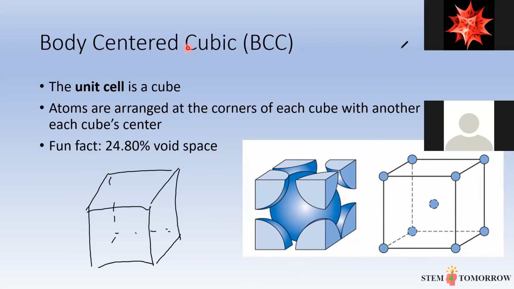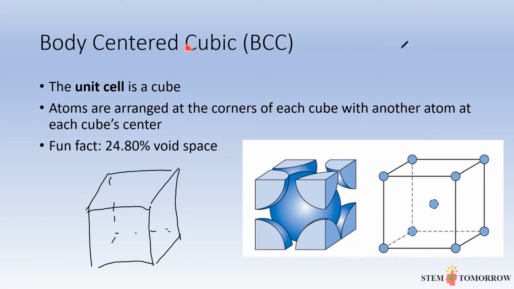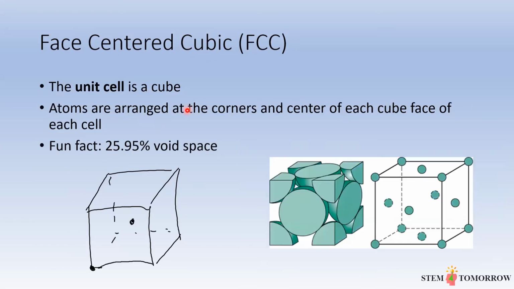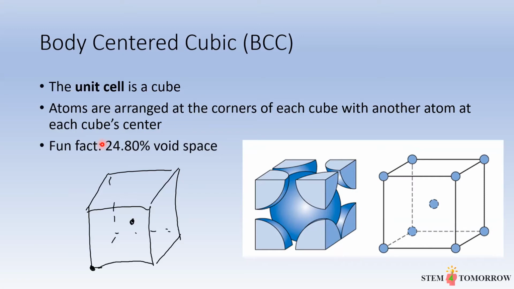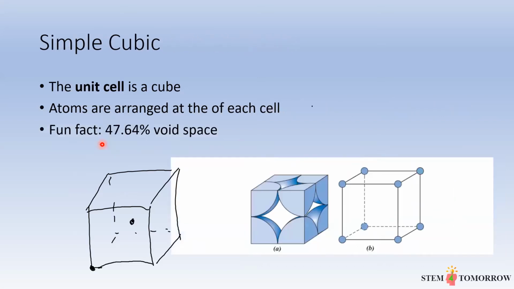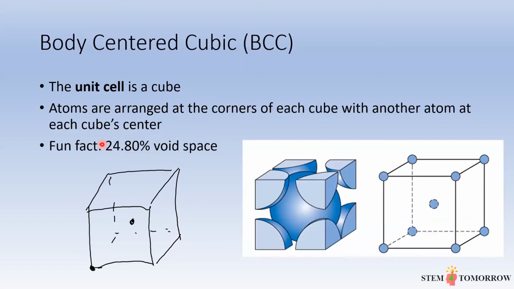Basically, you can see in this diagram, you have atoms in the corners and then just one in the center. So the unit cell is going to be this cube with an atom in the corner and an atom in the center. Okay, and you can see here there's this huge sphere in the center and then a bunch of little spheres in the corners. And here there's actually 24.8% void space. All right, and it's slightly less than 25%. So BCC is a little bit more efficient. Are there any questions on BCC or any of these cubic structures or lattice structures?